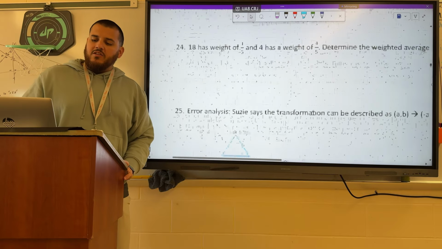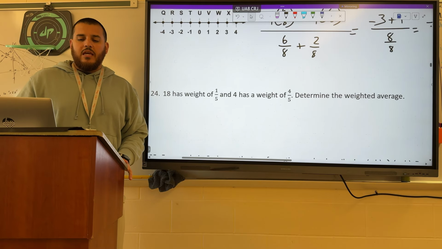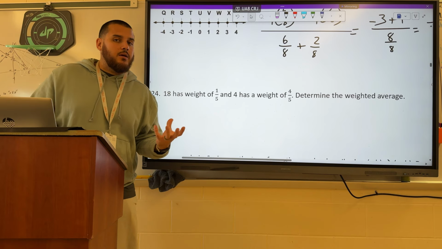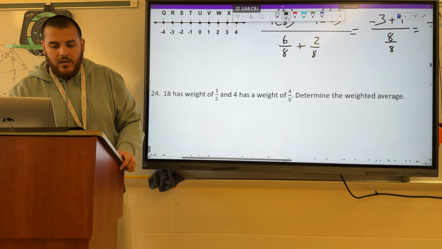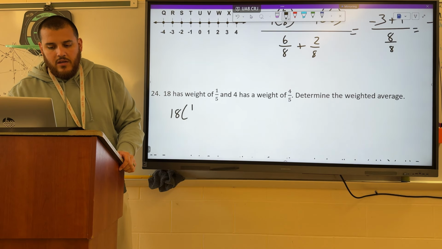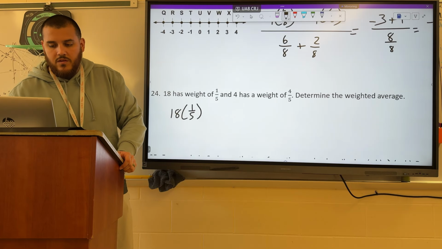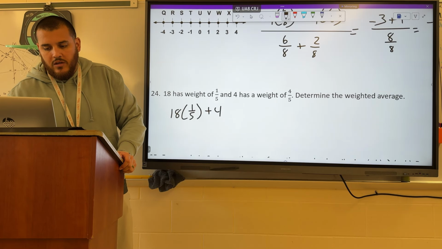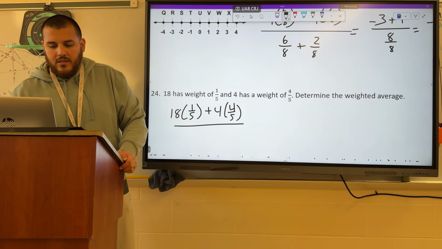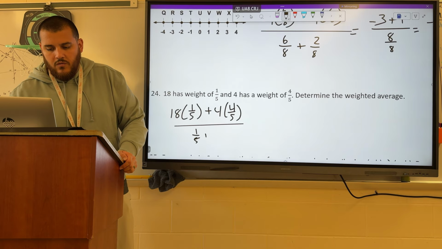In the last weighted average example here, I'm going to give you, we have a little tricky outcome with our fractions, but we're setting it up the same way. My coordinate of 18 here has a weight of 1/5, so I'm multiplying by 1/5. My coordinate of 4 has a weight of 4/5, so I'm multiplying by 4/5. And I'm dividing that by the sum of the weights, 1/5 plus 4/5.